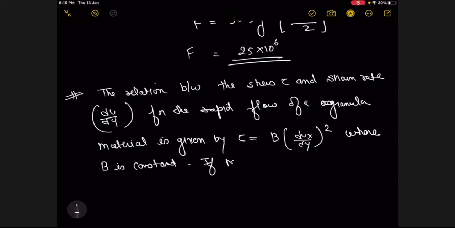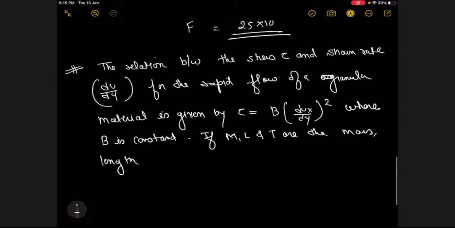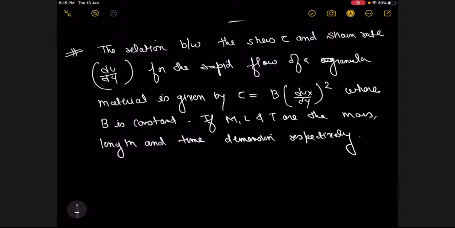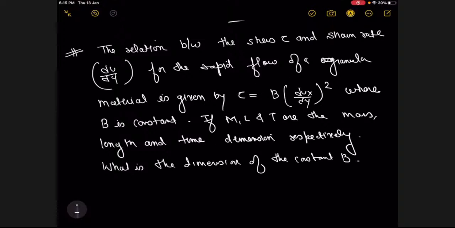If M, L and T are mass, length and time dimensions respectively, what is the dimension of constant b? Okay, so calculate this.